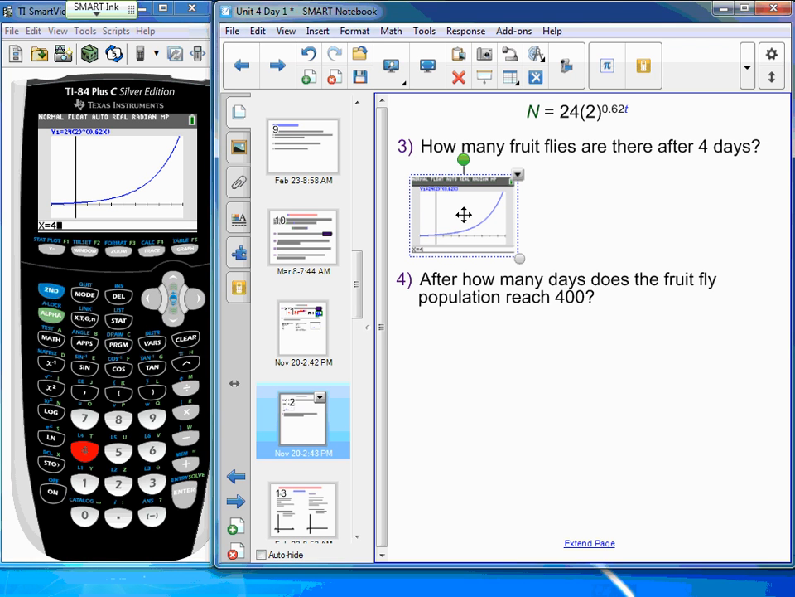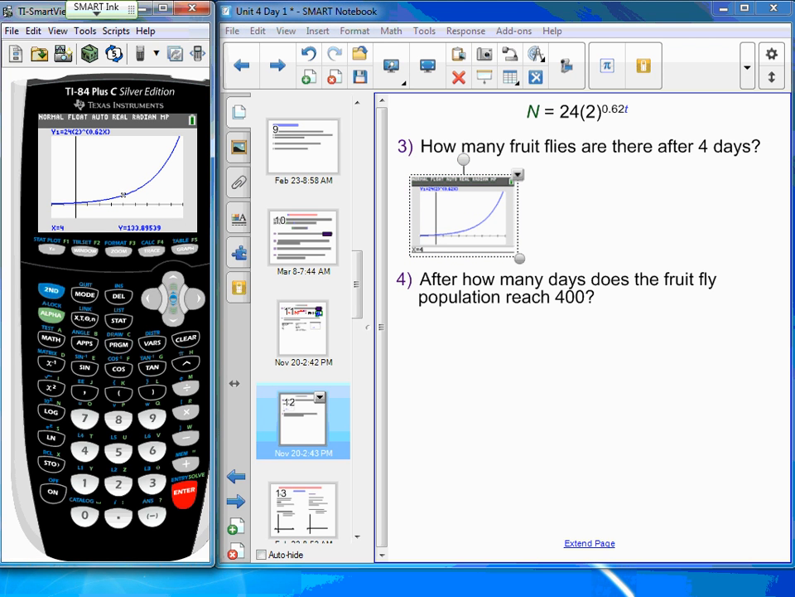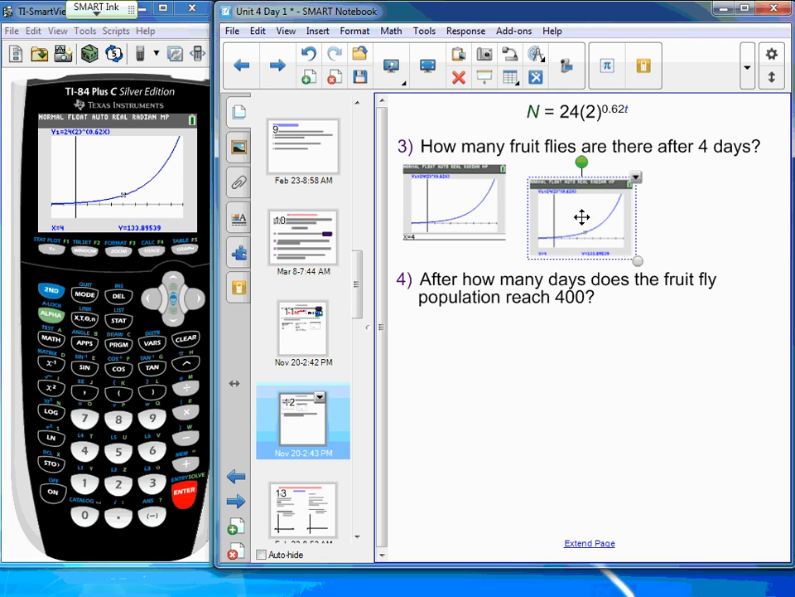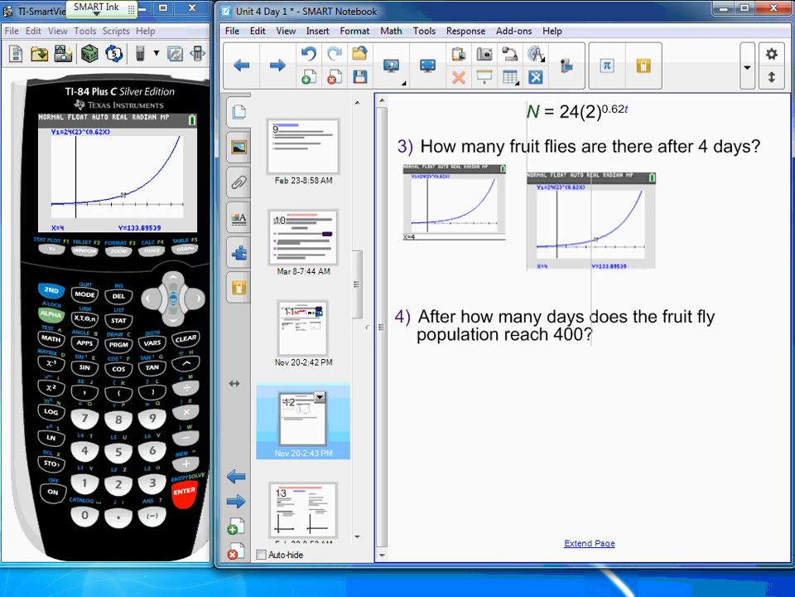After doing trace, 4, enter, voila, the cursor will jump on the graph at the number of days X equals 4 and pair it with the corresponding N number of flies Y. It looks like about 133.895, so that makes sense in this problem to say about 134, would we say? About 134 flies?